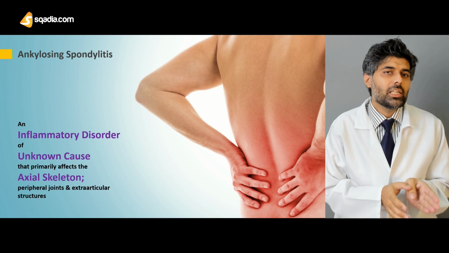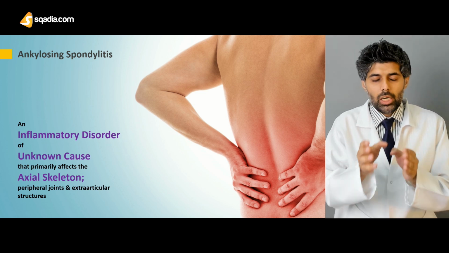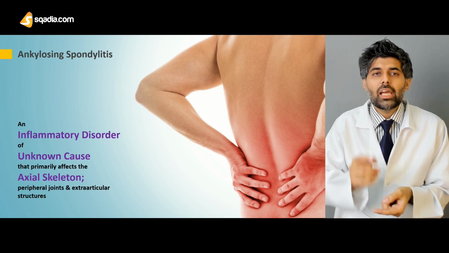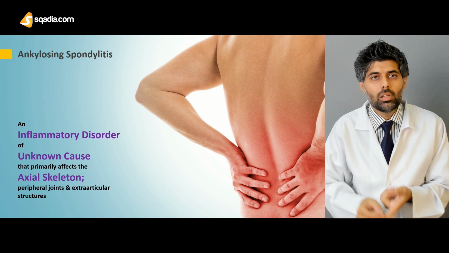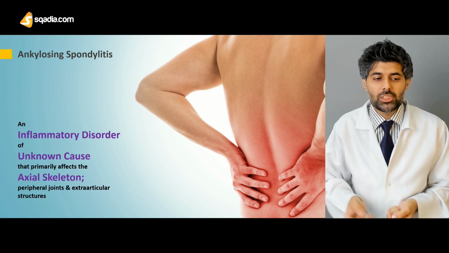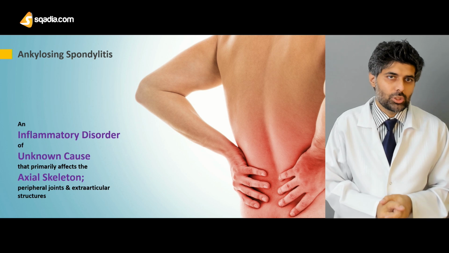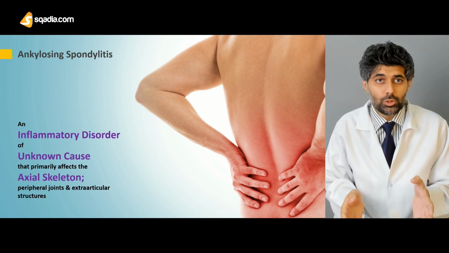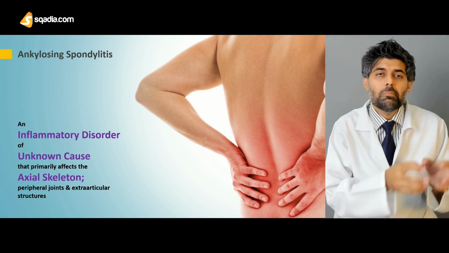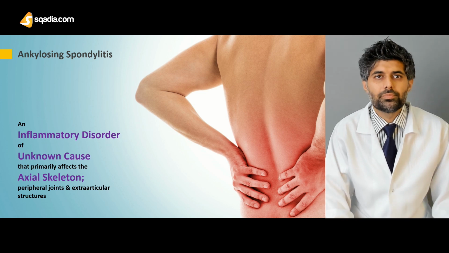Now, another thing is that this being an inflammatory condition, it does not only affect the axial skeleton, it can also have some peripheral inflammatory points too. Usually the peripheral joints are affected, and the extraarticular structures which are usually found around those joints. So this would be the medical definition of ankylosing spondylitis.